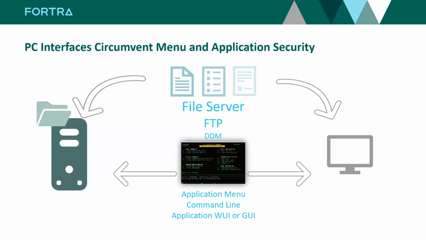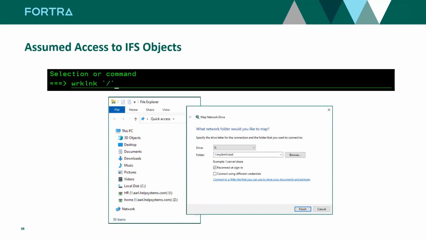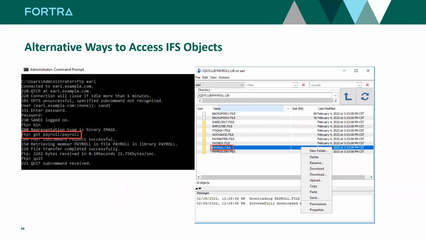So those interfaces bypass the controls you had on your application menus or in your application web interface, and the command line restrictions are not going to apply. And unfortunately, a lot of these interfaces give you access to the IFS. We do often assume that the access to the IFS is just the work link command and those shares of the IFS. A lot of people tell me, well, we don't have shares. Well, it's not the only way you can access the IFS. There's a lot of ways.